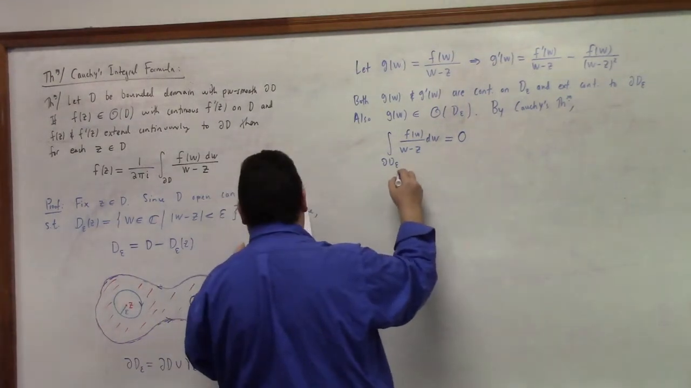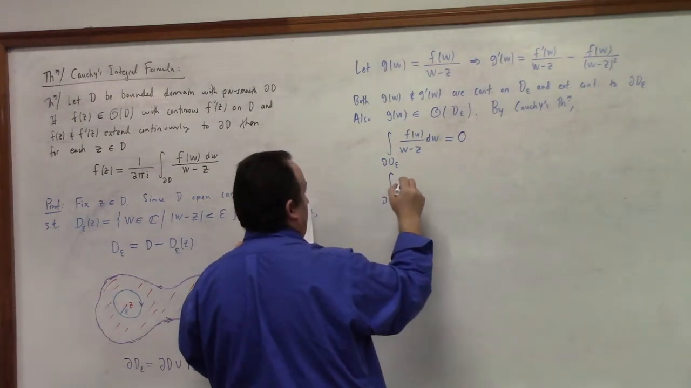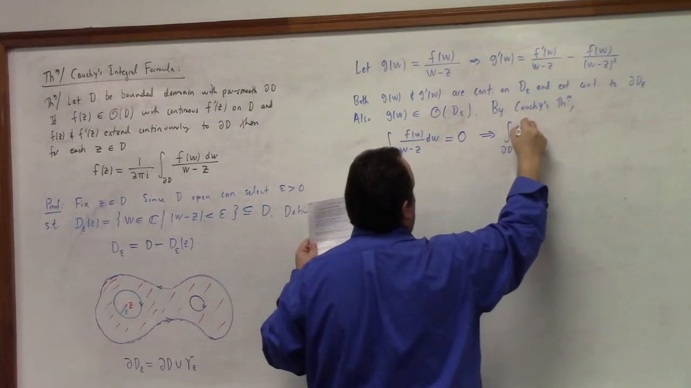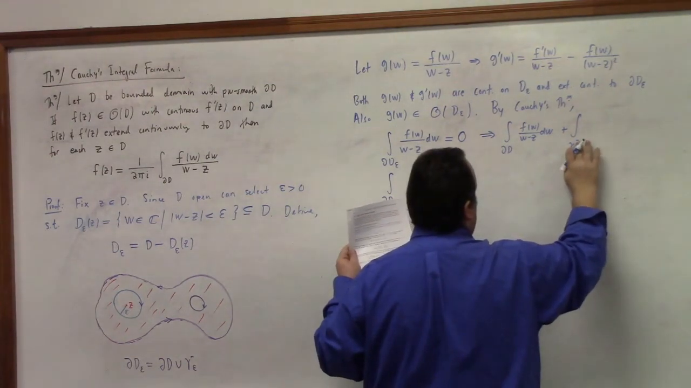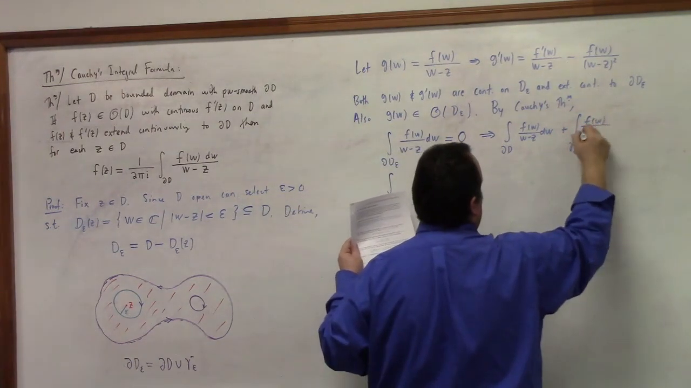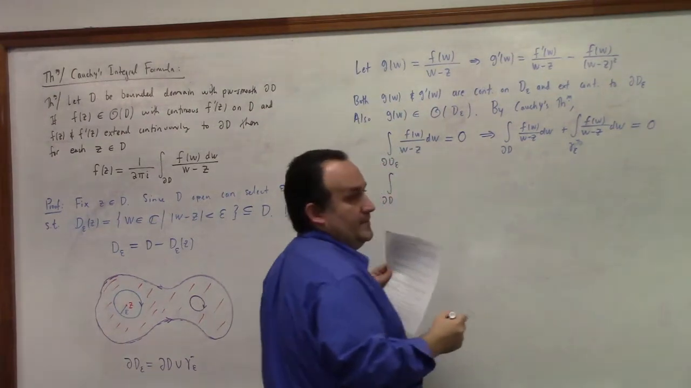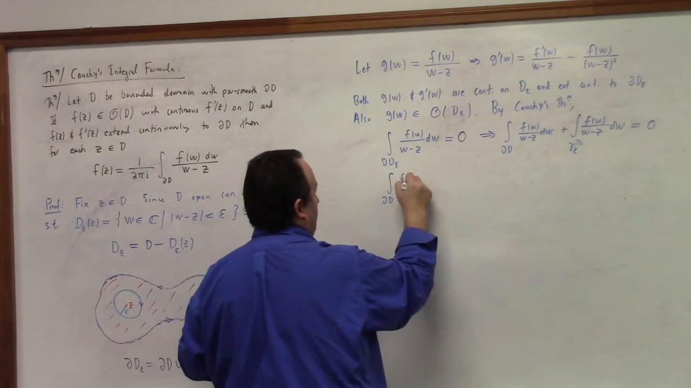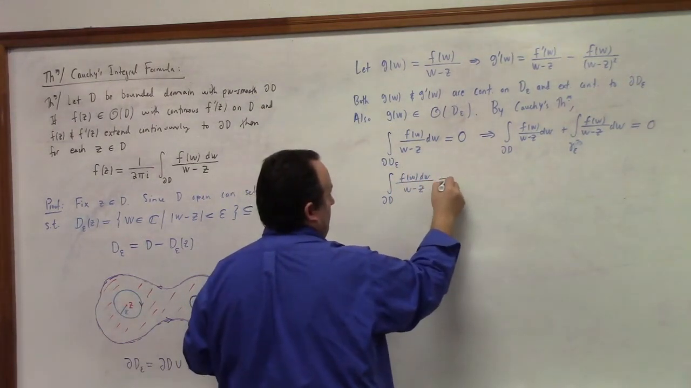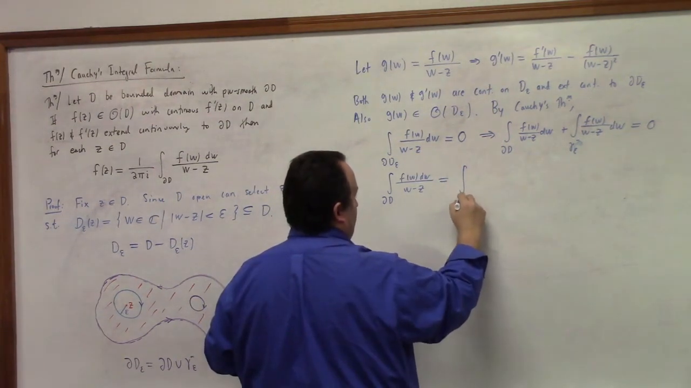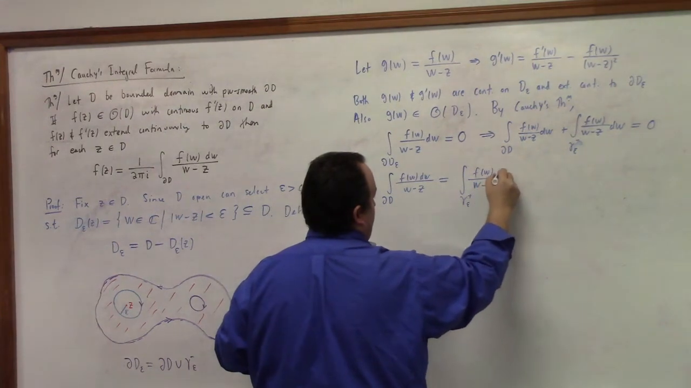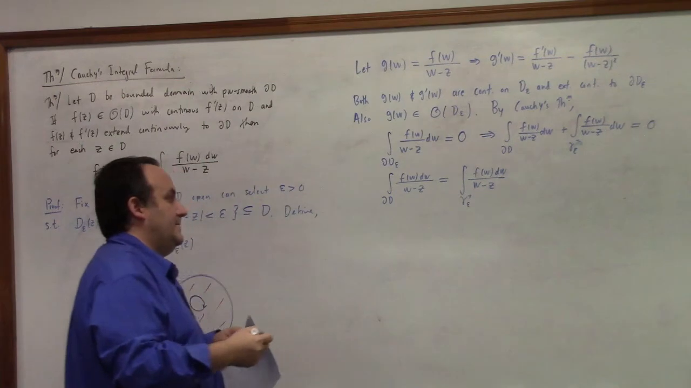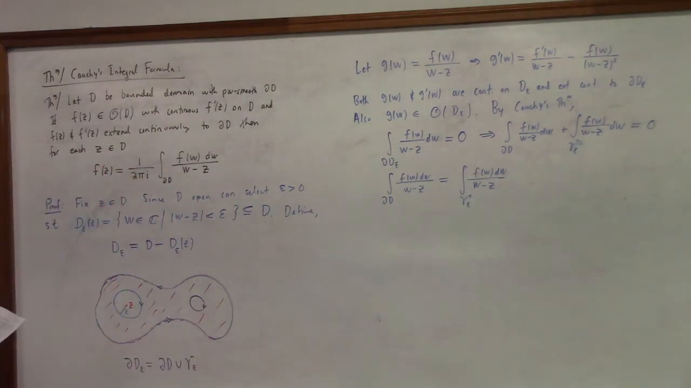But notice that this of course implies the integral over the boundary of D of F of W over W minus Z dW plus the integral over gamma minus epsilon of F of W over W minus Z dW is equal to zero. But that I can trade for the integral of F of W dW over W minus Z over the boundary of D is equal to the integral over gamma plus epsilon. So what I did was I moved it to the other side, which gave me a minus, but then I absorbed that minus by reorienting the circle counterclockwise rather than clockwise. So that changed two minuses, that gave me a plus there. All right.